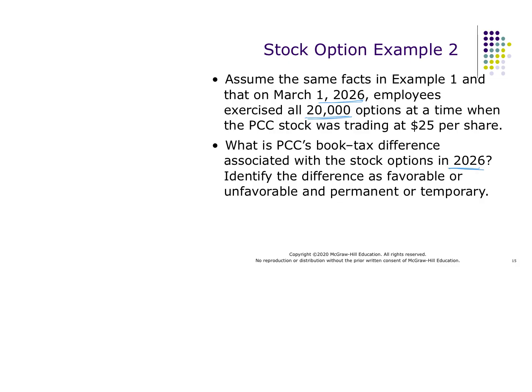So what happens now? What happens now is there's no additional compensation expense that gets deducted, because all of the vesting happened in 2025. But what they do get is a tax deduction for the bargain element.